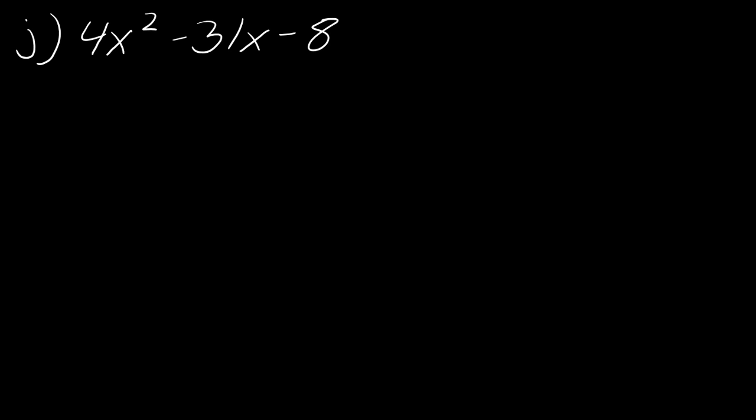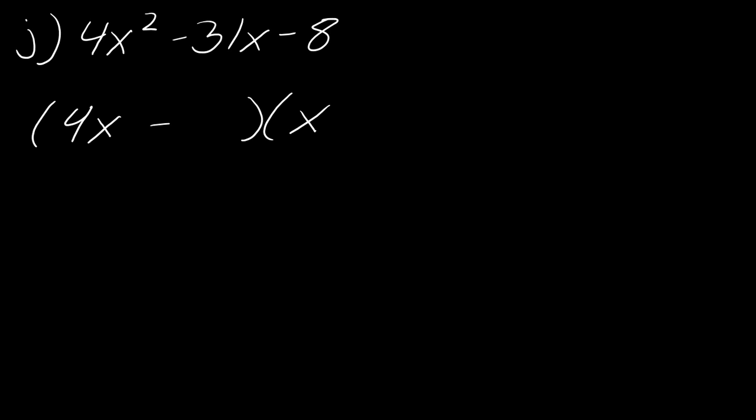Okay, and for the final one, I've got 4x squared minus 31x minus 8. So I'm just going to note, with trial and error here, the thing is, 4 times negative 8 gives me negative 32, and this is negative 31. So this is one of those ones where I would probably default to trial and error, because I think it's not going to be too crazy to figure out, because I'm probably just going to leave the 4 and the 8 intact.